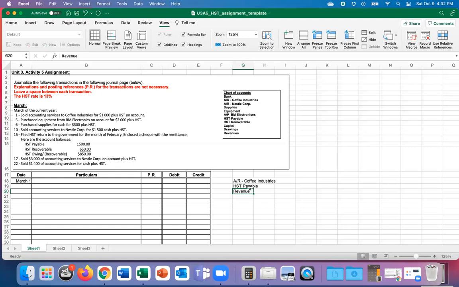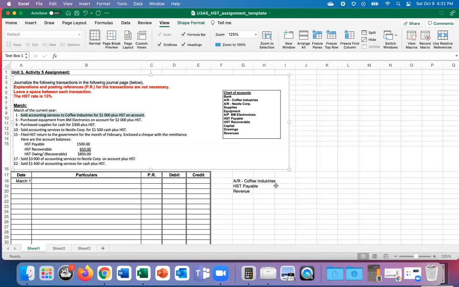All right, so we've got our 3 accounts that are going to be affected by this one transaction, that very first March 1st transaction. Now, what I would do is figure out the amounts associated with each of these accounts, or the amounts that we're going to be adding or subtracting to those accounts. And then after that, we'll figure out if that constitutes a debit or a credit.